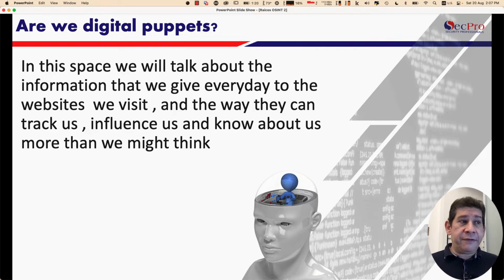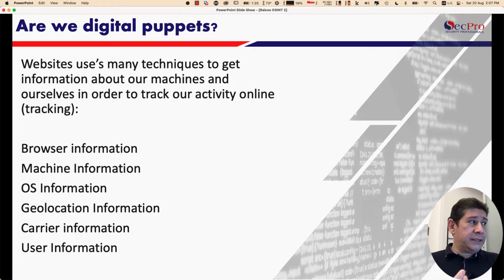So what kind of fingerprints? A lot of them. The moment you visit a website, which we do all the time, you leave information like what kind of browser you are using, what kind of machine you have, your operating system, your geolocation, information about your carrier, your internet service provider, your ISP, information about the user you have logged in on your computer, etc. It depends on the different technologies that the websites are using against you, right?